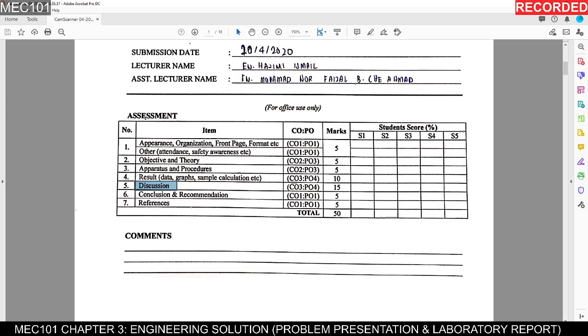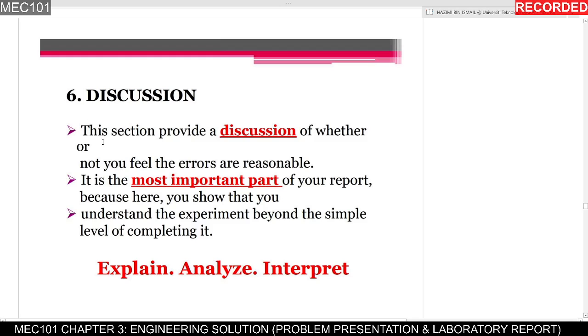Okay, so try to read first. This section provides a discussion of whether or not you feel the errors are reasonable. It is the most important part of your report, because here you show that you understand the experiment beyond the simple level of completing it. In the red font here: explain, analyze, interpret. Some students do their experiments, just follow the procedures and get the data, and that's it. They do not have an understanding of the fundamentals behind the experiment itself. They literally just do it without thinking. That's not the analysis or interpretation part.